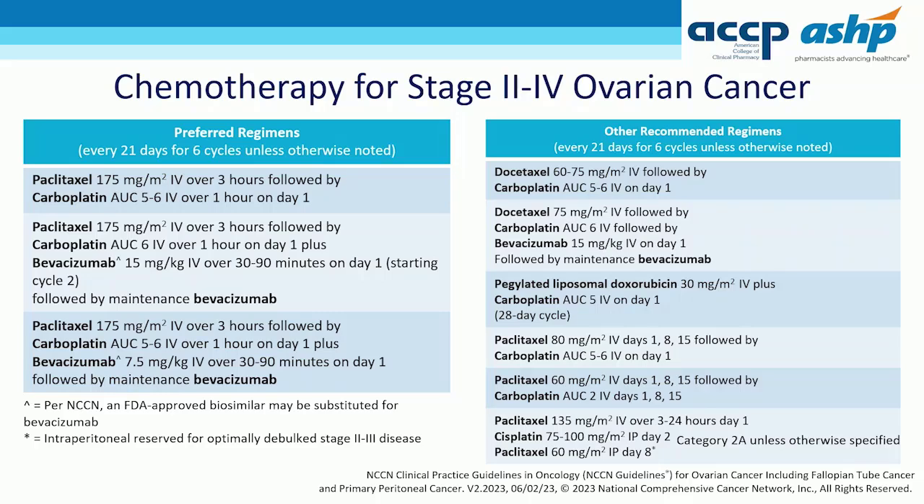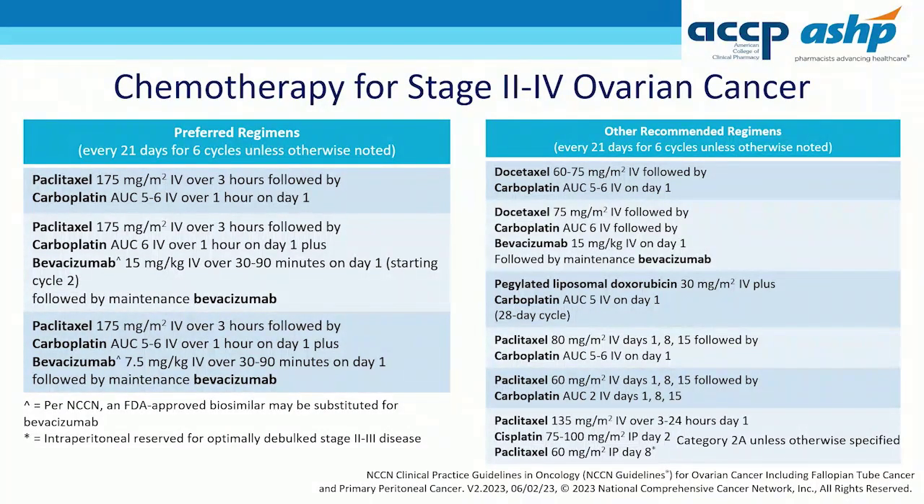Now here we also have in our preferred regimen the option of adding bevacizumab. Given that it's a more advanced disease, it is an option to do it concurrently with their chemotherapy and then continuing as a maintenance. There are 2 different dosing strategies for bevacizumab. You can do 15 milligrams per kilogram or 7.5 milligrams per kilogram.